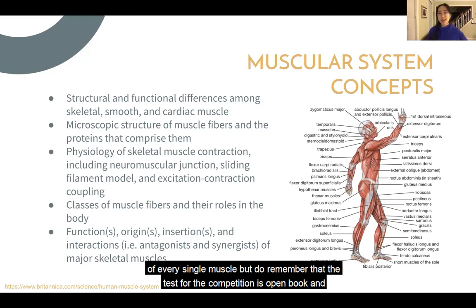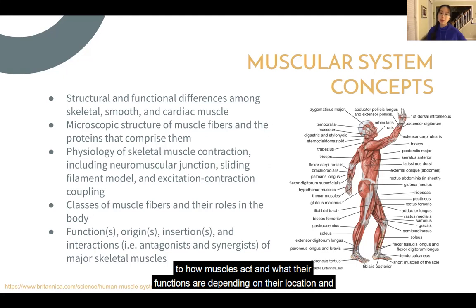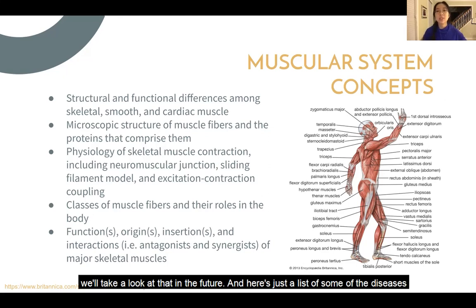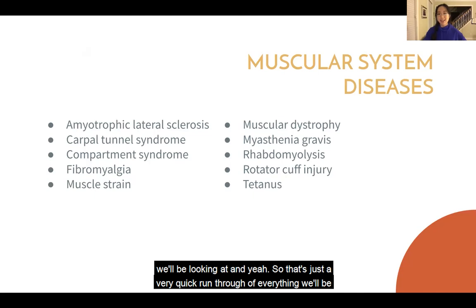But do remember that the test for the competition is open book. And we're really focusing on broad concepts. And there is a rhyme or reason to how muscles act and what their functions are depending on their location. And we'll take a look at that in the future also. And here's just a list of some of the diseases we'll be looking at.